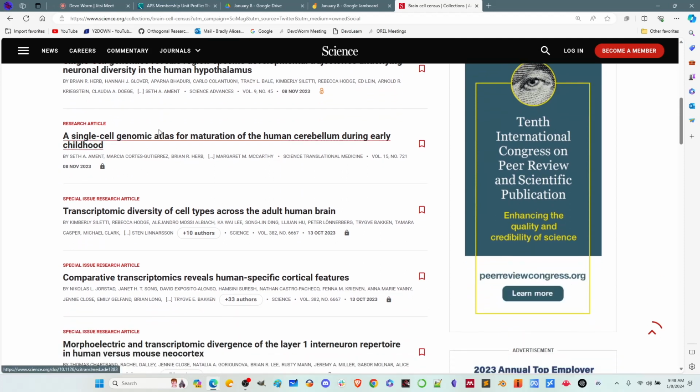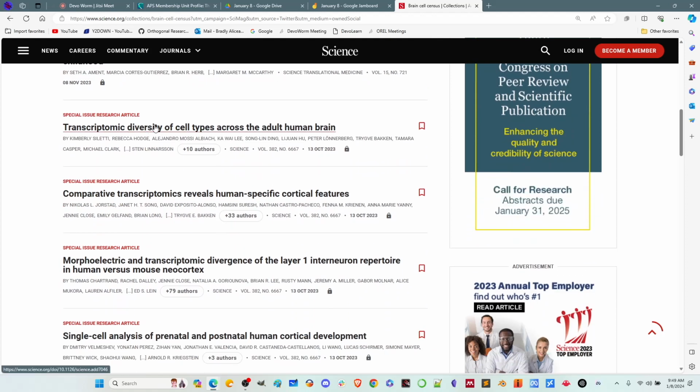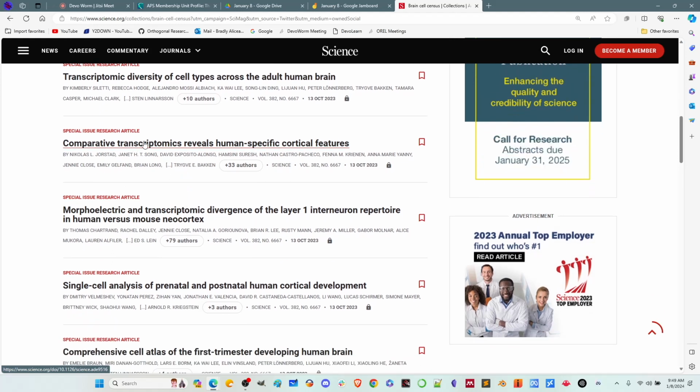There's one, the single cell genomic atlas for maturation of the human cerebellum during early childhood. So this is a developmental study where they're looking at the maturation of the human cerebellum. They're looking at transcriptome diversity of cell types across the adult human brain, so how gene expression varies across different cell types. Comparative transcriptomics means they're looking at the transcriptome, or how genes are expressed, in different species. This reveals human-specific cortical features.